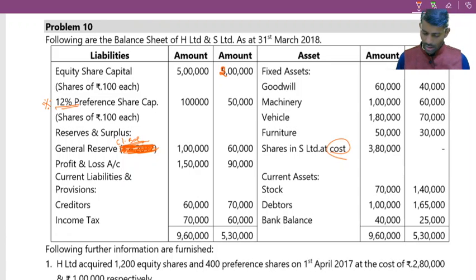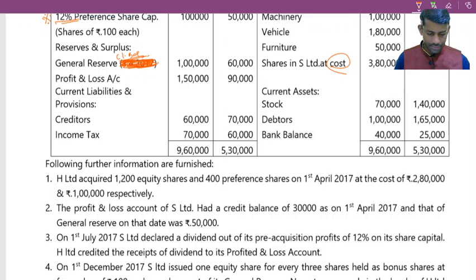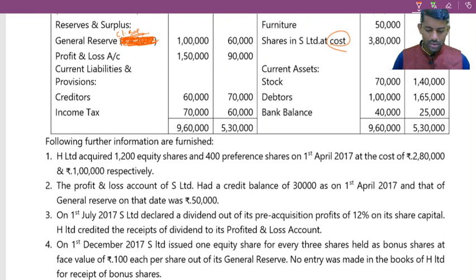Finally, the balance sheet is tallied. The following further information is furnished. H Limited acquired 1,200 equity shares and 400 preference shares. So here two types of investments are there in the subsidiary. These were acquired on 1/4/2017, at the beginning of the year itself, at a cost of 2,80,000 for equity shares and 1 lakh for preference shares.